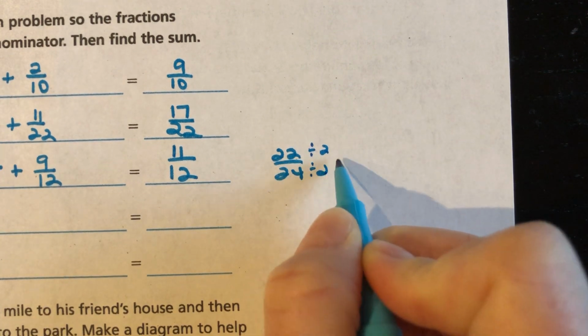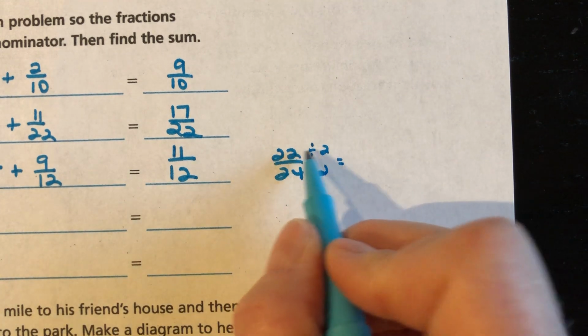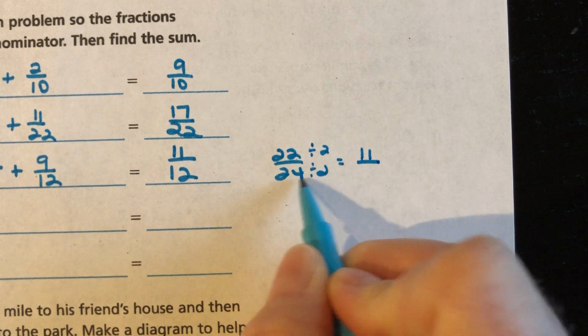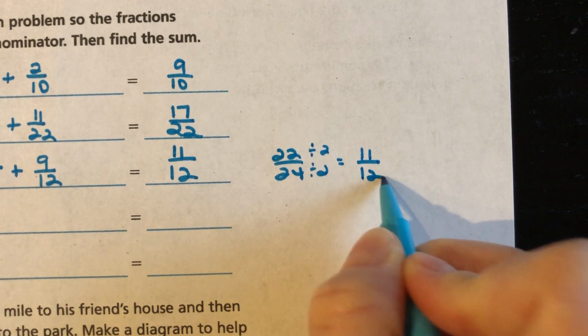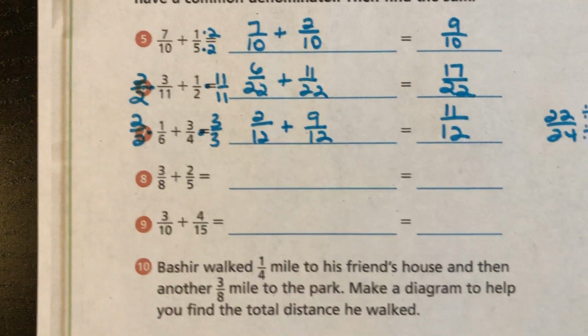So if I had used 24, at the end I'd have an extra step of simplifying. So 22 divided by 2 is 11, 24 divided by 2 is 12, and now you would get the exact same answer. Okay, number 8.